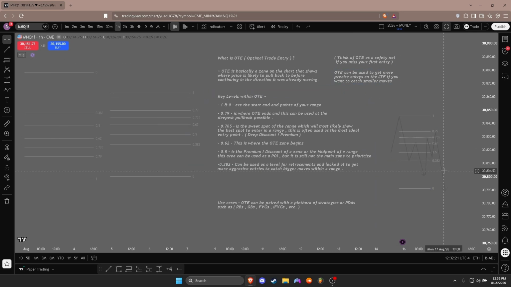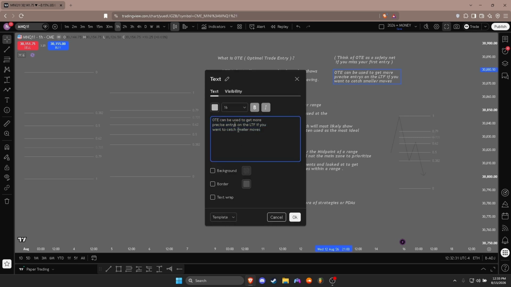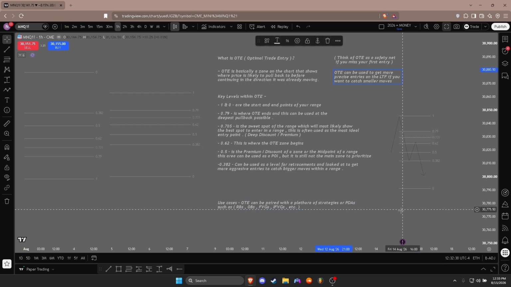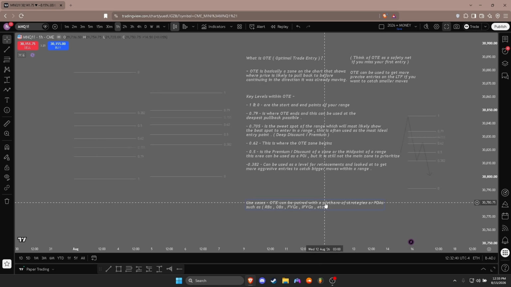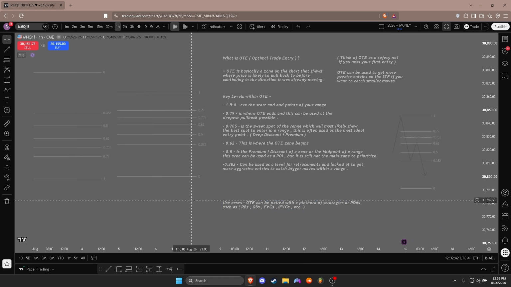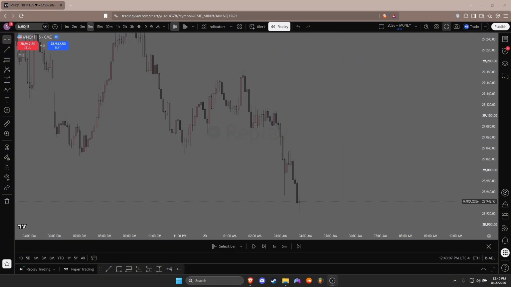And sometimes, this depends on your trading style, but OTE can be used to get more precise entries on a lower time frame if you want to catch smaller moves, maybe you scalp or things like that. All right. So now I'll be showing some examples of OTE and how you can use it in a bearish and a bullish example.